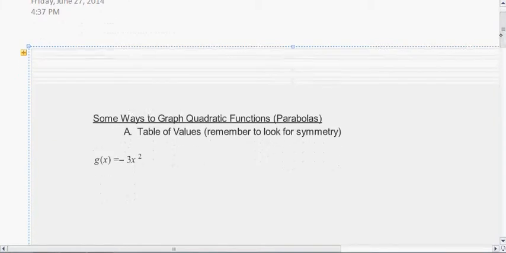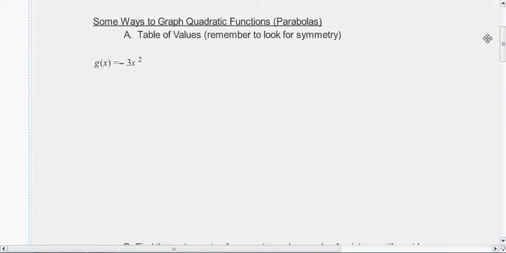This is a way that most people are familiar with at a pretty early stage in their mathematics career. So it's always a great way to fall back to, particularly if you're not quite sure what you're looking at, or it's a pretty simple equation. So in our case, g of x equals negative 3x squared. That's a really simple function and probably very easy to come up with a table of values for.